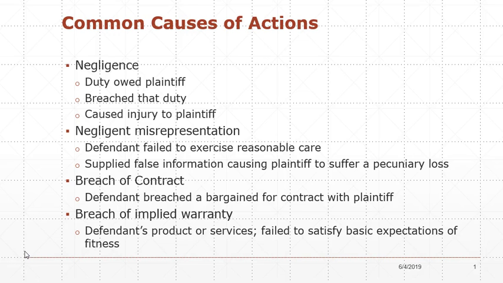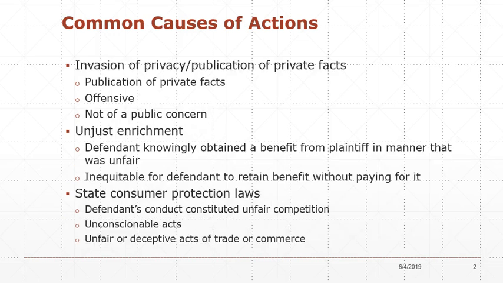Breach of contract. The defendant breached a bargained for contract with the plaintiff. And a breach of implied warranty. The defendant's product or services failed to satisfy basic expectations of fitness. Invasion of privacy and publication of private facts. The publication of private facts that were offensive and not of public concern. Unjust enrichment. The defendant knowingly obtained a benefit from a plaintiff in a manner that was unfair, and it was inequitable for the defendant to retain the benefit without paying for it.